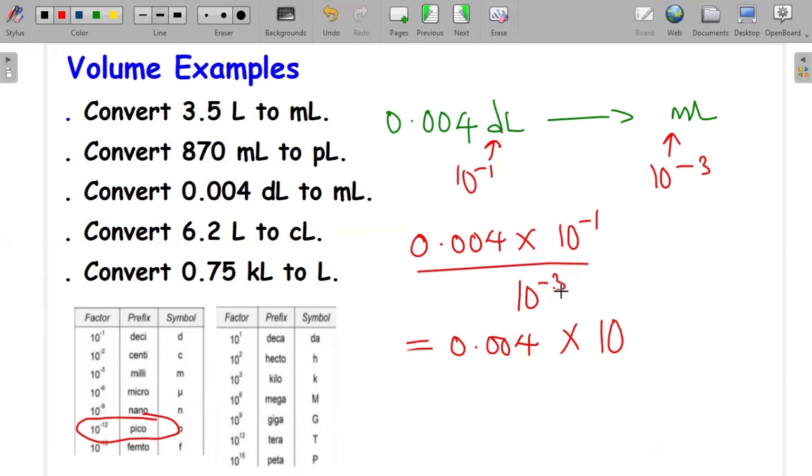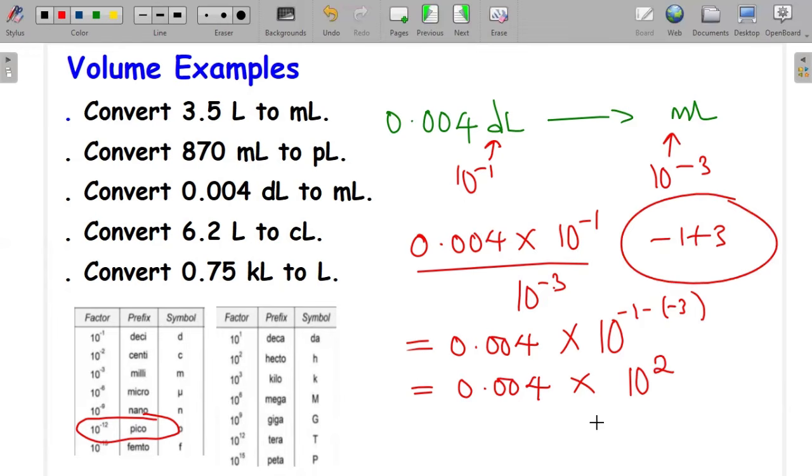Then I combine the powers. So that is minus 1 on top minus the minus 3 down. So this will give me 0.004 multiplied by 10 to the power minus 1, and then minus and minus give me a positive. So that will be minus 1 plus 3. So when I combine this, it will just be positive 2.